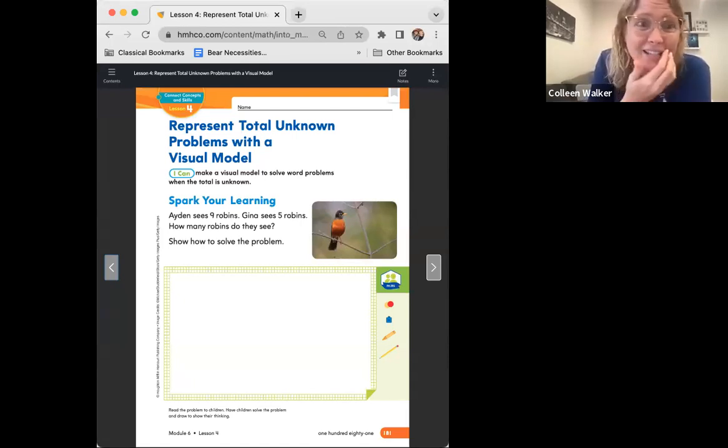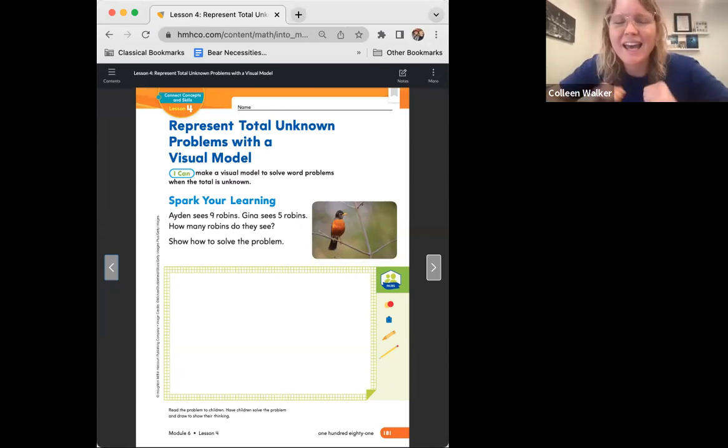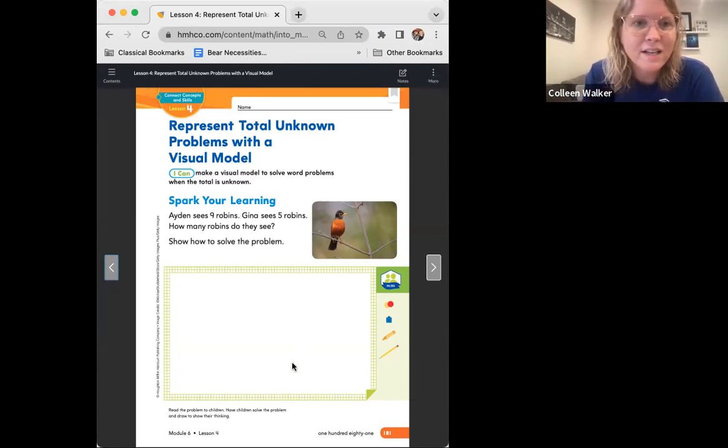So today's lesson is all about representing total unknown problems with a visual model. Repeat after me. I can make a visual model to solve word problems when the total is unknown. Awesome. So proud of you guys for working so hard on all these lessons.